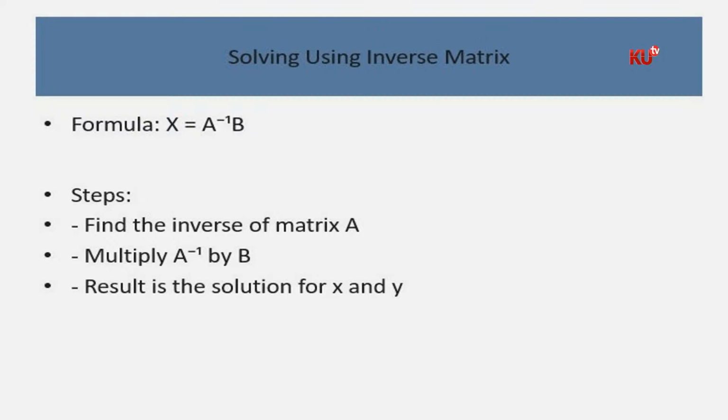After finding the inverse of the matrix A, step number 2, multiply A inverse by B, or pre-multiply the inverse of the matrix to B. I'm going to show you what the A, the B, and the X are with the aid of an example. Then the result is the solution for X and Y. Find the inverse of matrix A, multiply the inverse of that matrix by B, then the result is the solution for X and Y.